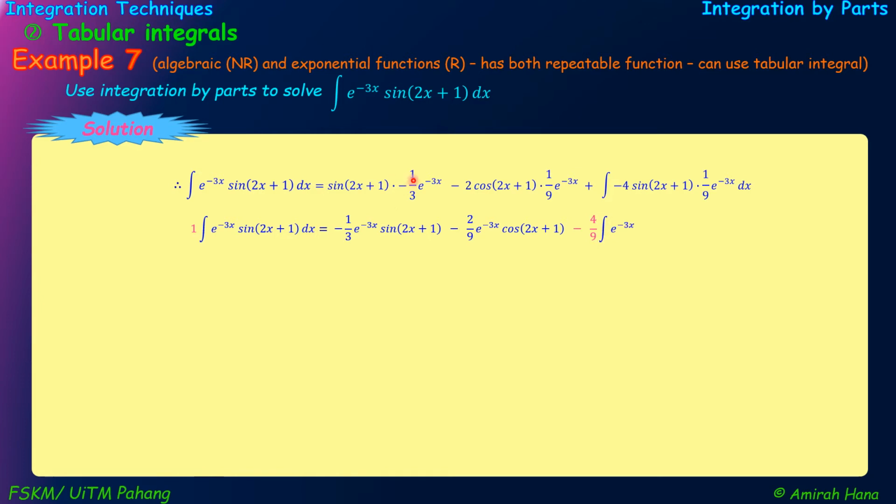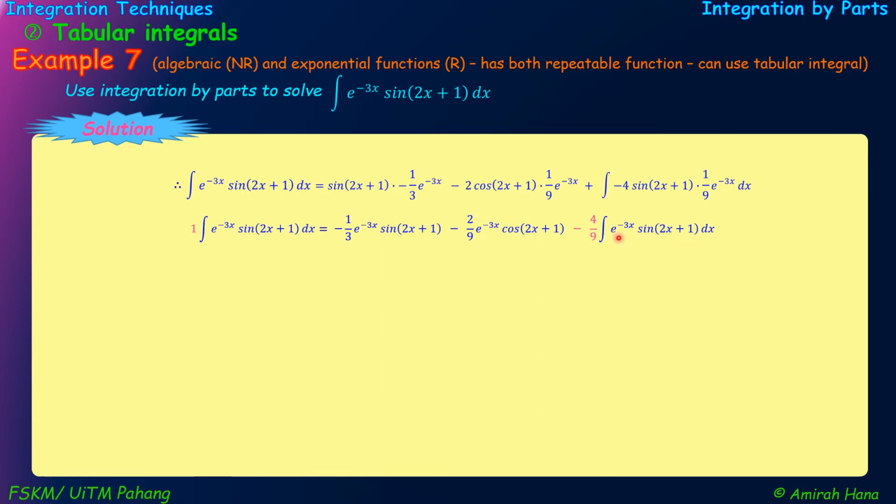we can put negative 1 over 3 e to the power of negative 3x in front here, and then sine 2x plus 1, and then minus 2 over 9, and then e to the power of negative 3x cos 2x plus 1, and then positive and negative, we get a negative symbol. 4 times 1 over 9, so we get 4 over 9. We can move out the constant from the integration sign. So we put e to the power of negative 3x in front, and then sine 2x plus 1 dx.